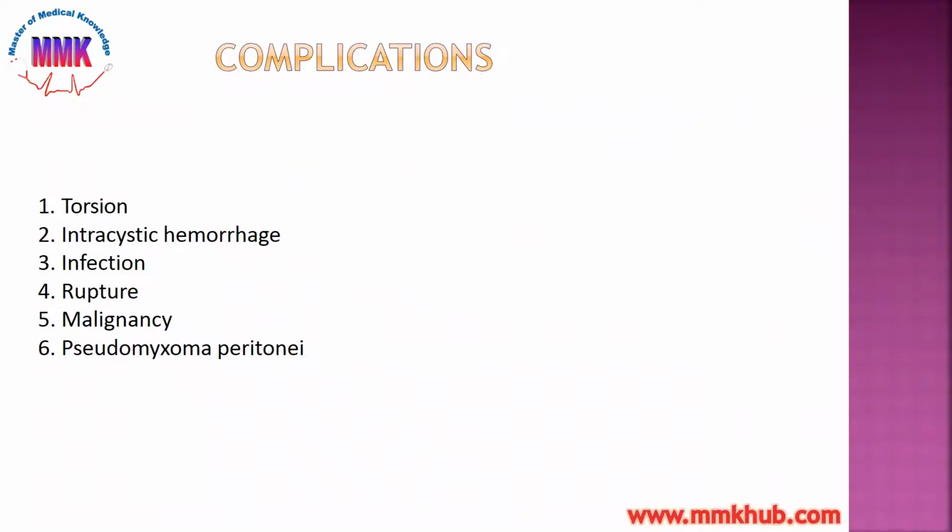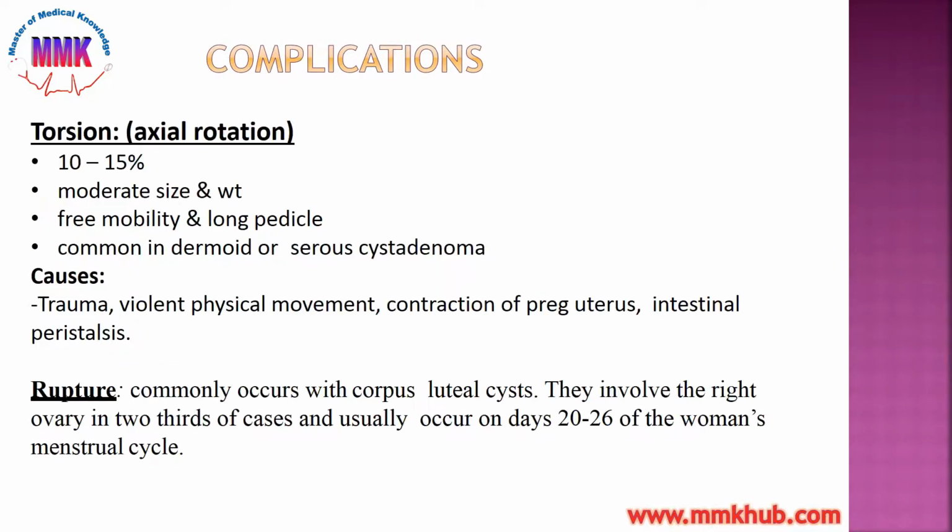Complications of the ovarian cyst. The first and the most dangerous and the common is the torsion, intracystic hemorrhage, infection, rupture, malignancy, pseudomyxoma peritonei. The complications are further discussed, like torsion, which is 10 to 15%, moderate size and weight, free mobility and long pedicle, common in dermoid or serous cystadenoma. Causes can be trauma, violent physical movement, contraction of the pregnant uterus, intestinal peristalsis.